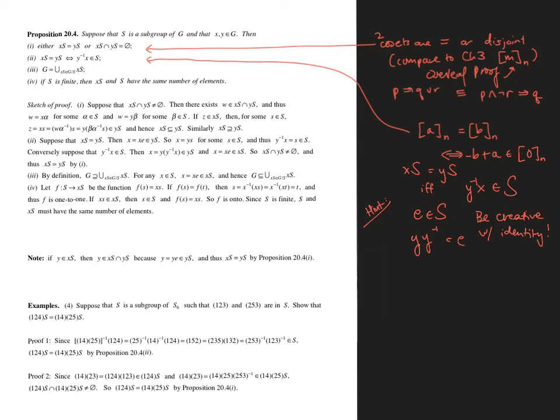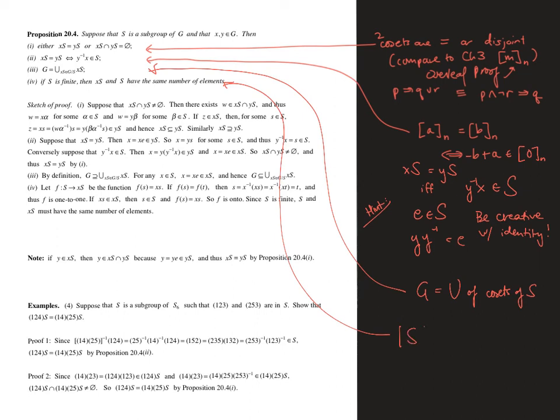Part 3 up here is a little bit hard to parse, but all it's saying is that G is the union of the cosets of S in G, the cosets of S over G. So we take all the cosets, we put them together, and we get our group back. And then part 4 says if we have a finite subgroup of our group G, so if the size of S is less than infinity, then all cosets have the same size.